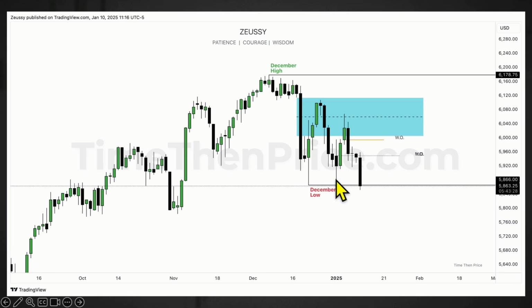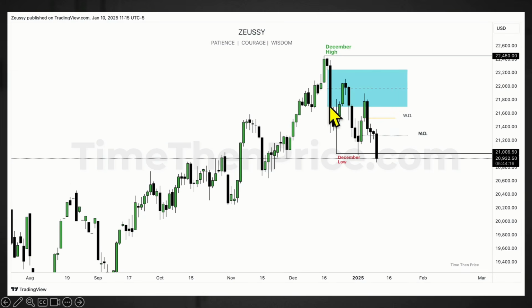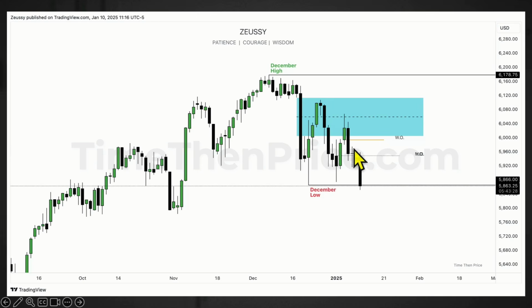But hey, think back to Nasdaq. What did Nasdaq do? Nasdaq took out the December low whilst ES didn't yet. And that right there was the Kraken correlation, which confirmed that we saw this repricing higher taking place back into that old CB's range.